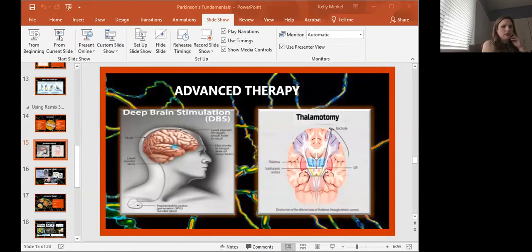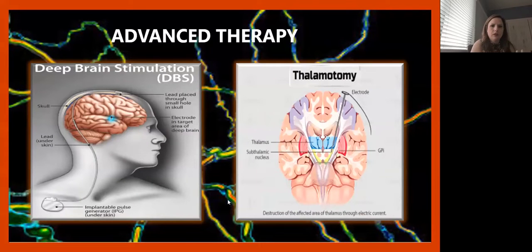Yeah, so I've had a lot of Parkinson's patients that have had implants, and it definitely is life-changing, not having to rely on the medications as much. Okay, next slide.